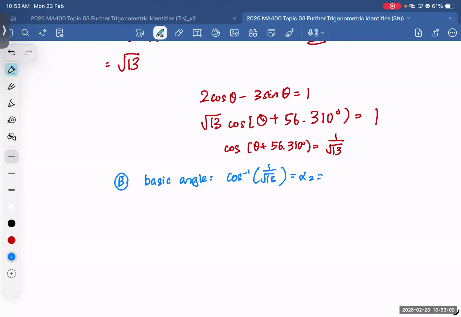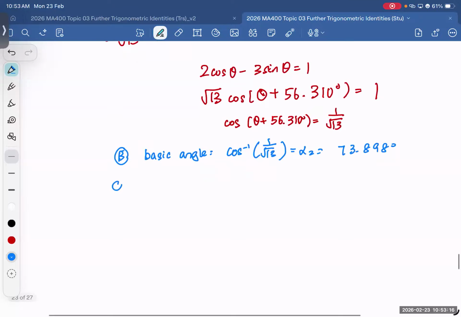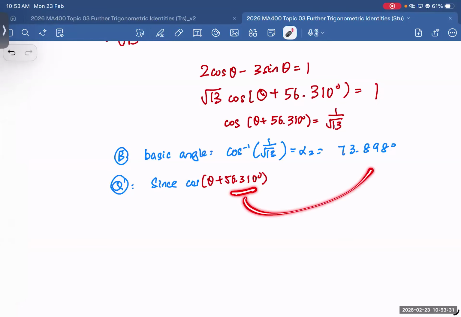So this is 73.898. Now since it is cosine of theta plus 56.31, our angle is translated. It's not theta, it's theta plus 56.31. Do not minus this from here. A lot of people do this. It's a novelty mistake, top 10 mistakes of the year. People minus this and then they say that is alpha. Do not minus the translated angle from the first alpha.